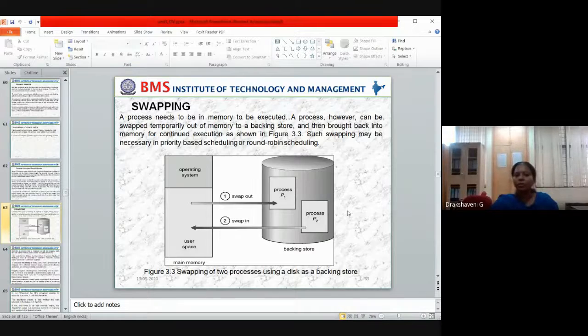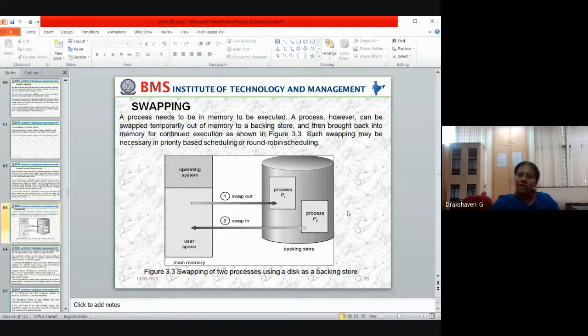Backing store is a temporary memory. You are fetching data from the main memory and keeping your content in a backing store, where you fetch and keep back. So when do you require backing storage? Whenever you are using a CPU scheduling algorithm, something like round robin or priority.